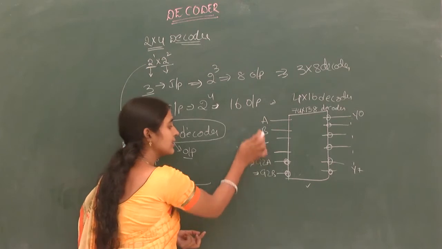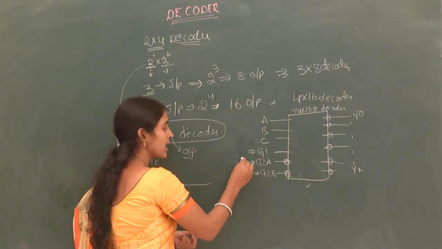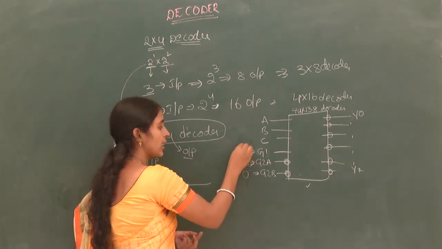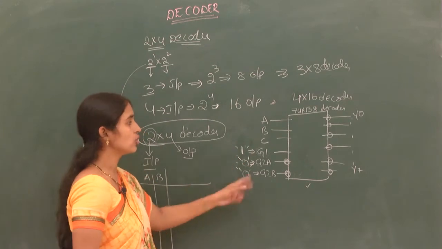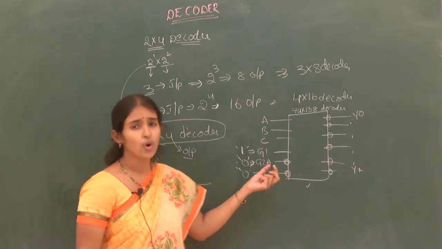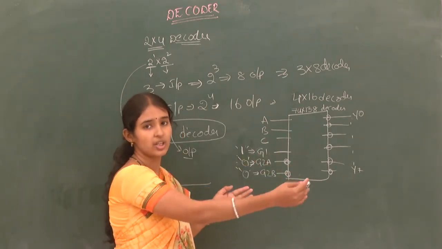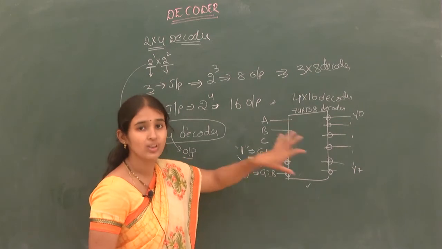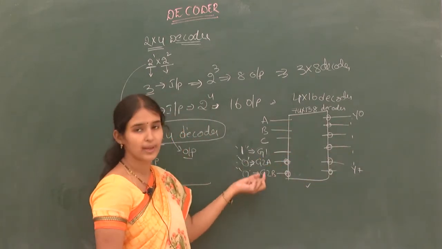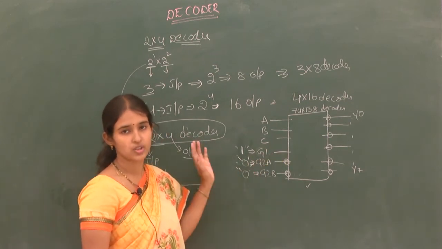Suppose I want to enable this IC, I want it to work. Then I give G2A as 0 and G2B as 0, as well as G1 as 1. So the IC is going to work based on these enable inputs. What is the use of these enable inputs? If I use multiple ICs and want to enable only one instead of many, I use the enable pins to make that IC active.